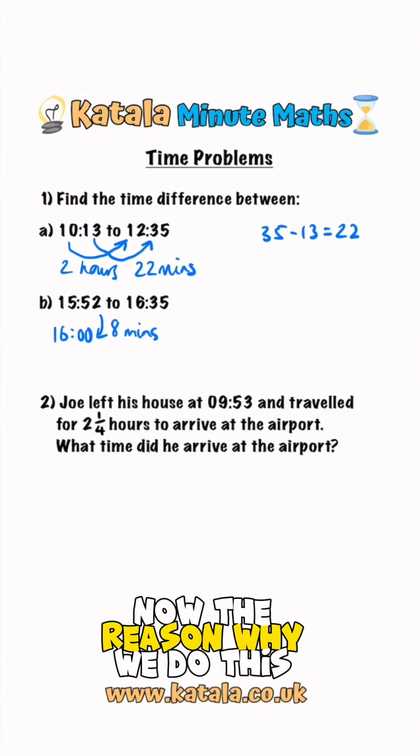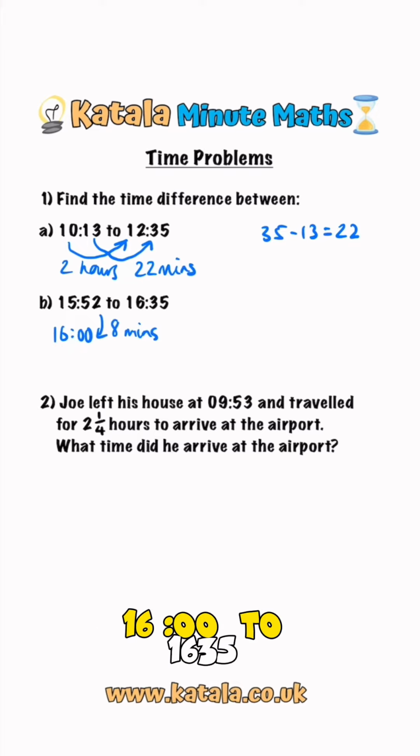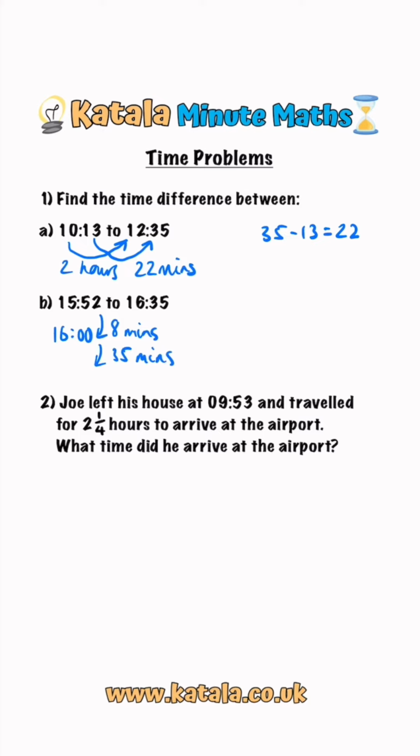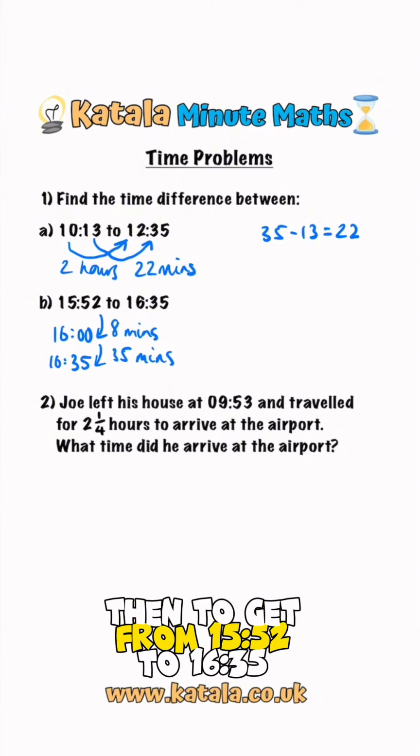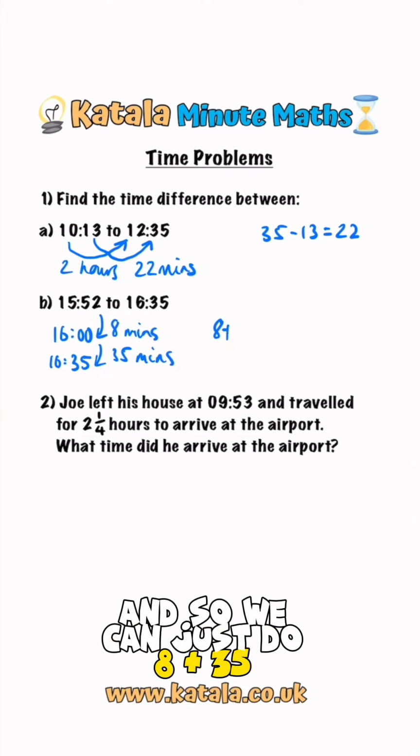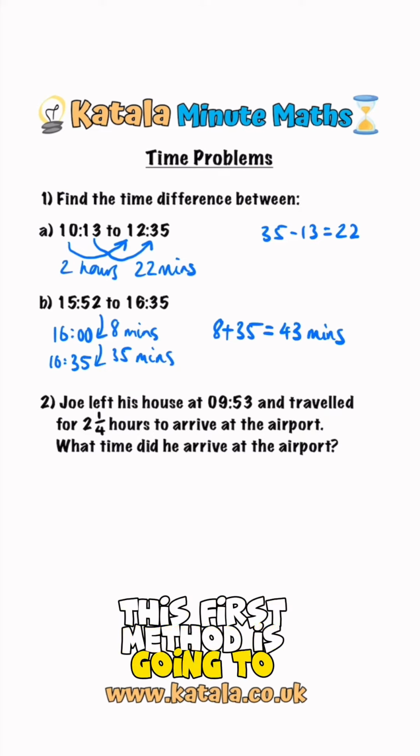Now the reason why we do this is at this point here, it's not too bad then to think about how to get from 1600 to 1635, because all we need to do then is add on 35 minutes to get to 1635. So in total then, to get from 1552 to 1635, we added on 8 minutes and then 35 minutes. And so we can just do 8 plus 35 to work out the total time difference, which is 43 minutes.